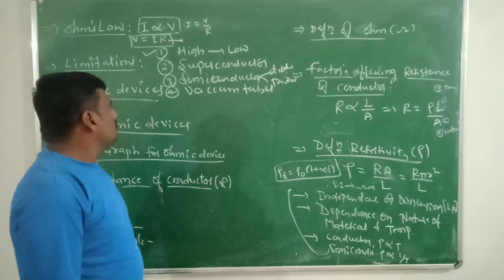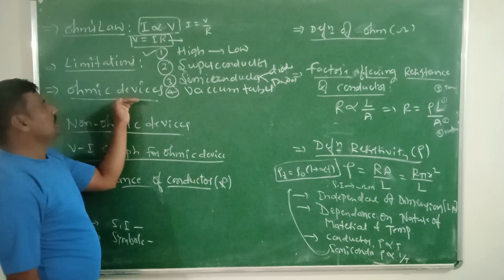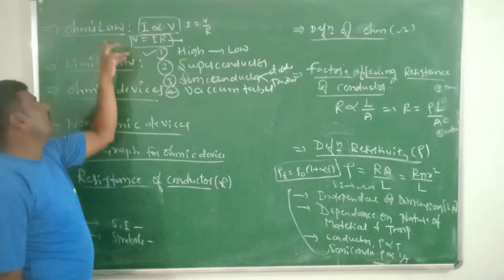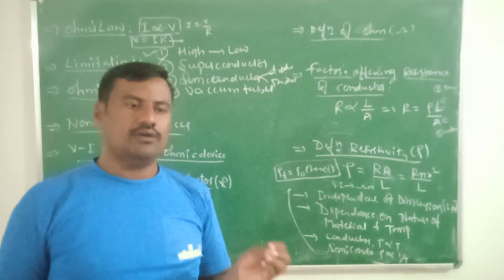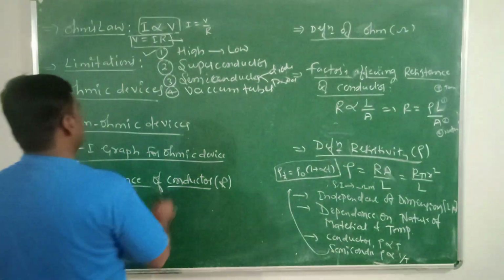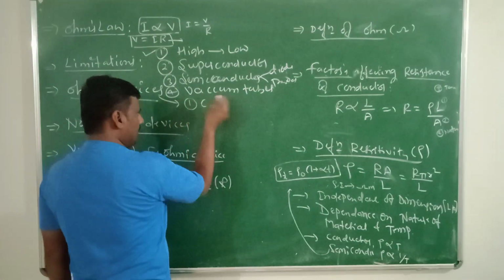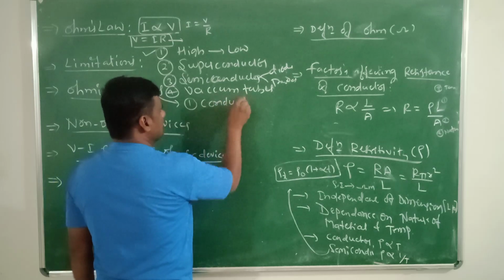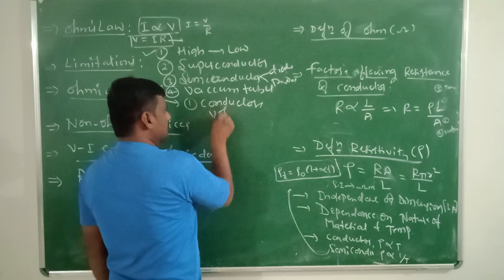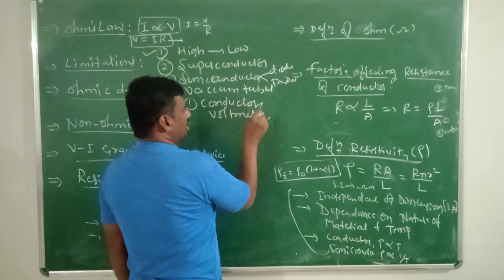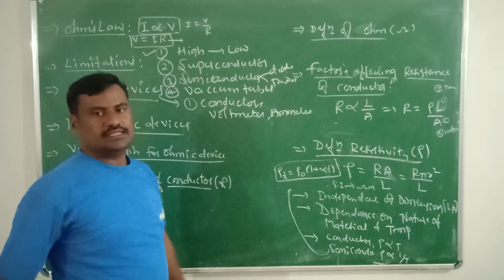two types of devices are there. The devices which obey Ohm's law are called ohmic devices. An example for ohmic devices is a metallic conductor, or simply conductors. For example, voltmeter and ammeter are examples of ohmic devices.